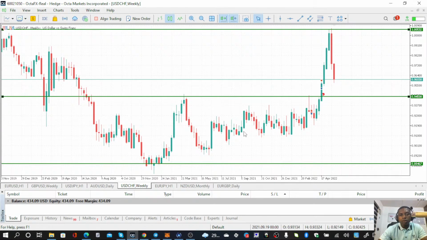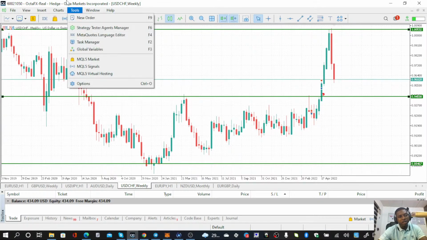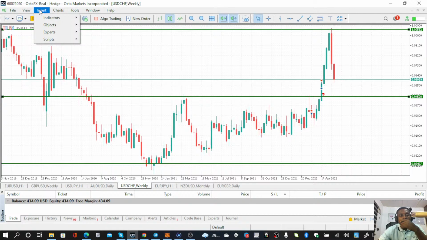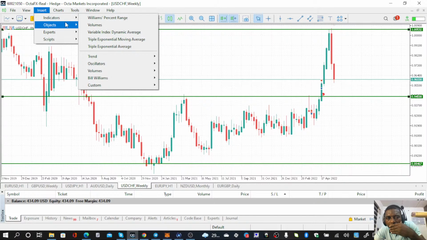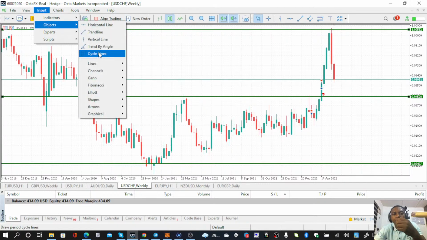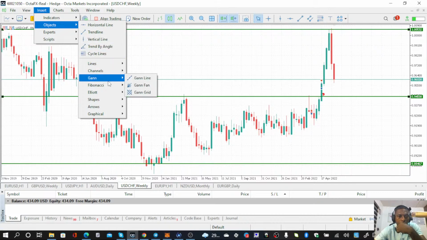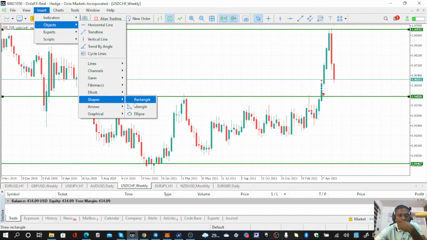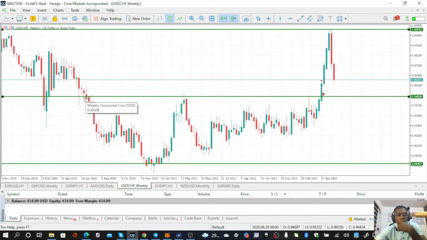Now, you can see that at this level, this point, there is a shape that looks like a triangle. Now I will tell you what that shape is and why it is important to look out for chart patterns like this. A chart pattern I'm going to draw out for you now.